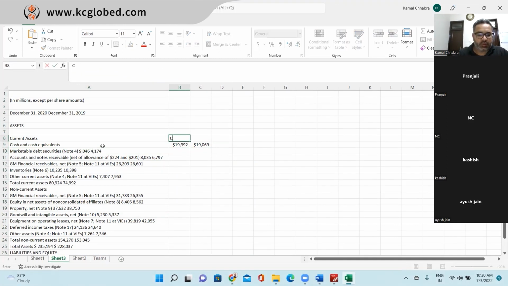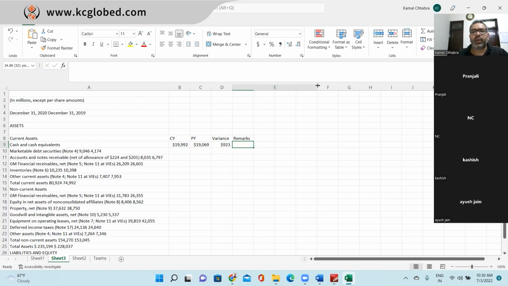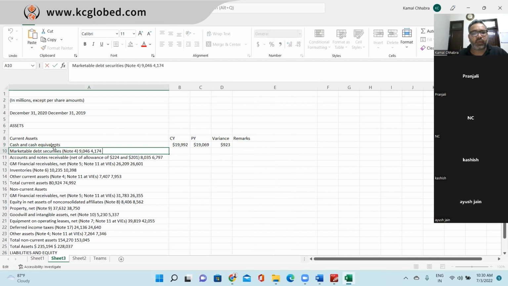So this is your current year balance. This is your previous year balance, and then you do current year minus previous year. This is your variance, right? And then you put remarks. If it is more than the materiality level you have set, then you will be discussing with the management and understanding what is the change in this cash balance. Same way for this notes receivable.